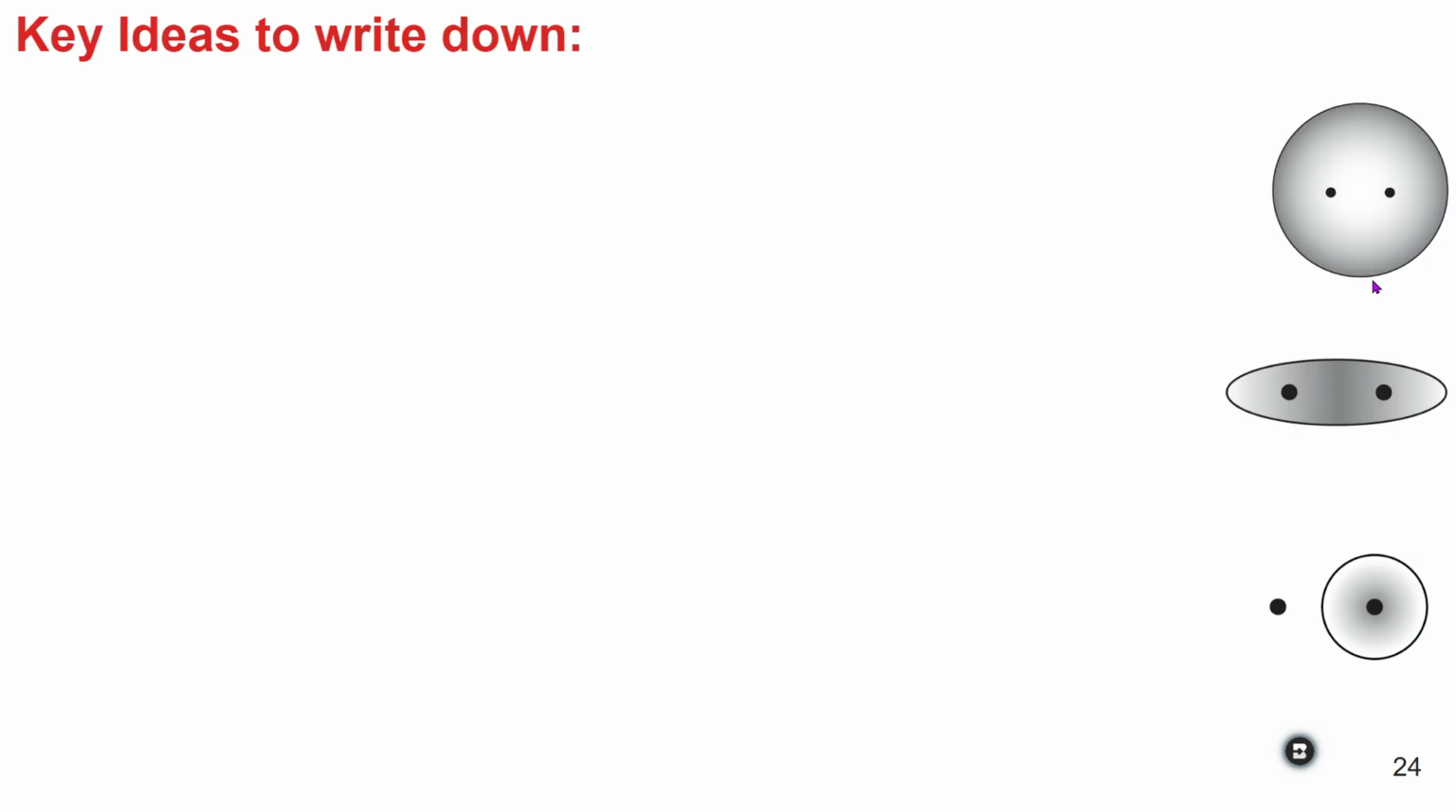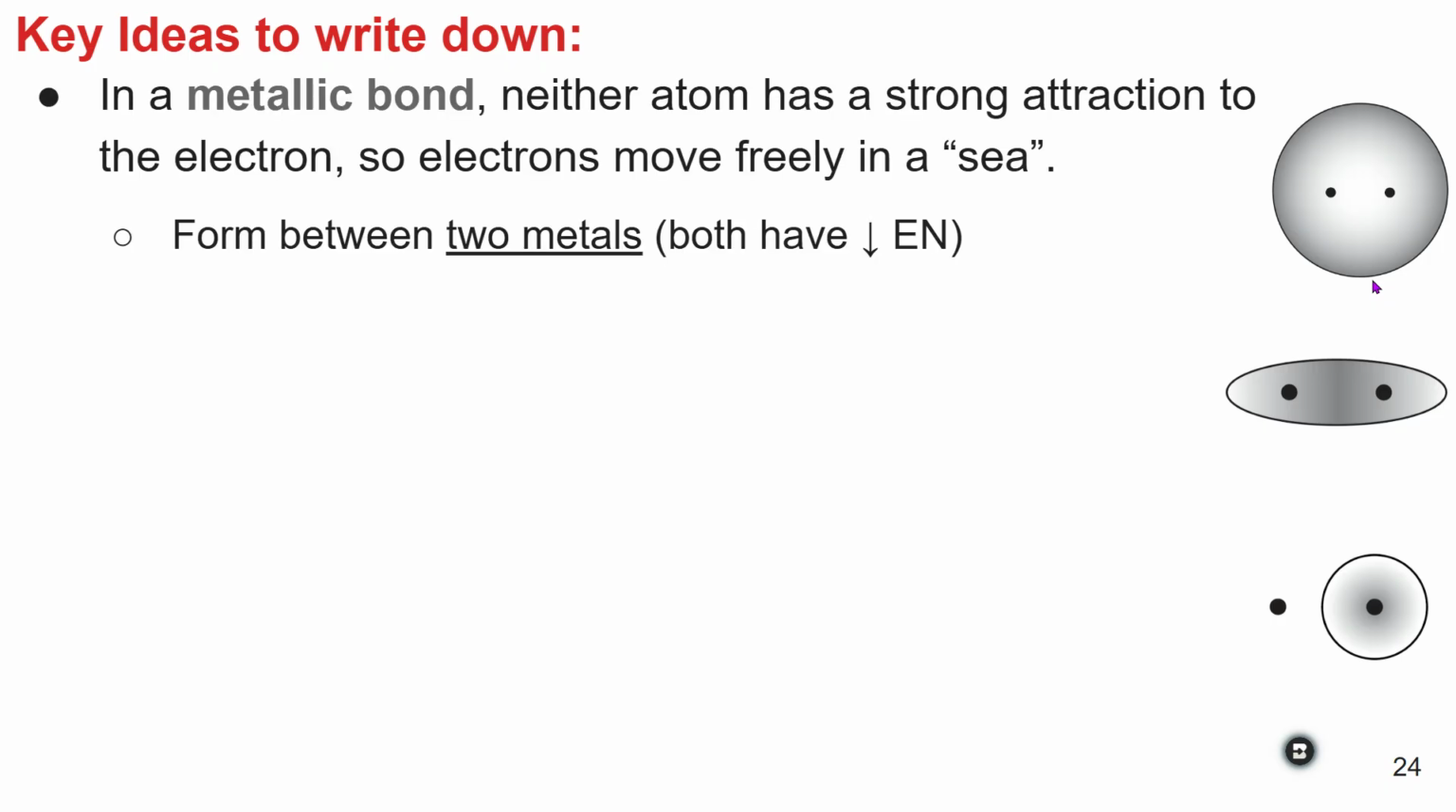So here are the key ideas that you're going to want to take some time to write down. So in metallic bonds, again, neither atom has a strong attraction to the electron, so the electrons move freely, kind of like a sea of electrons. And these form between two metals. They both have low electronegativity, and that's why you see this sphere on the right. And you might remember that metals conduct electricity very well, and this has to do with the fact that their electrons can move freely.